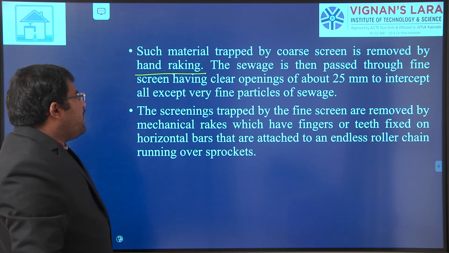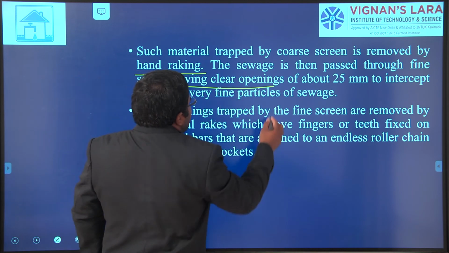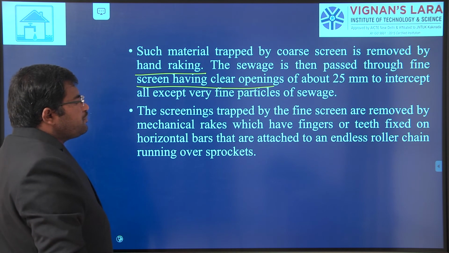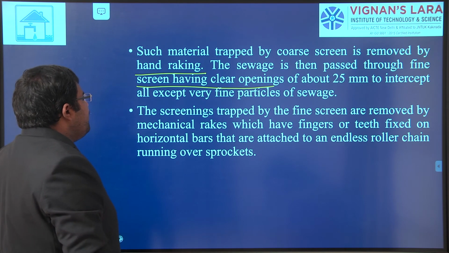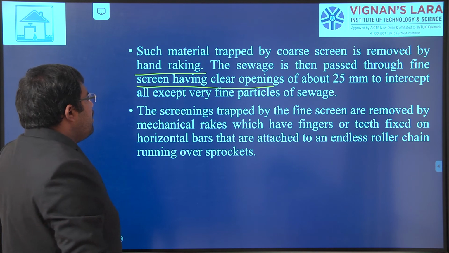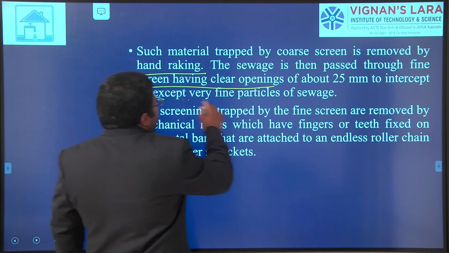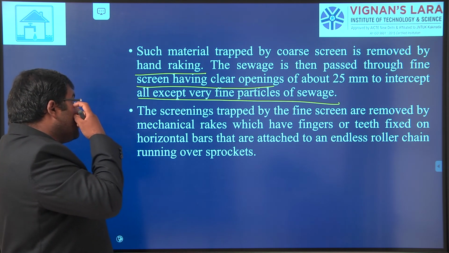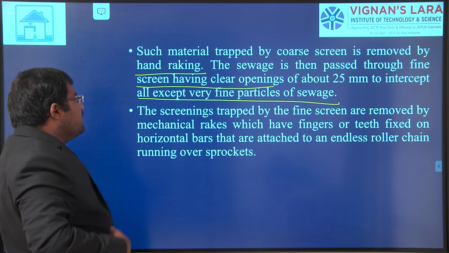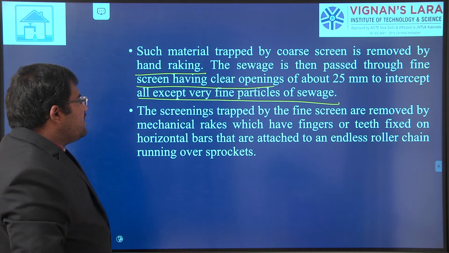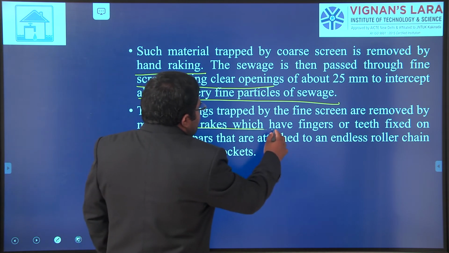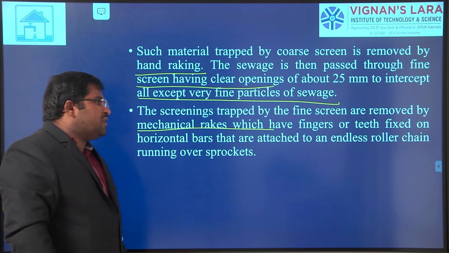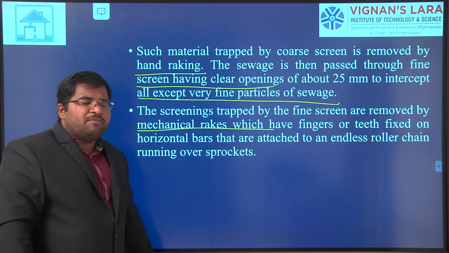The sewage is then passed through the fine screen, right? After the coarse screen, you are going to send it to the fine screen, where 25 mm will be the size. All the very fine particles will be removed. Next, the screenings trapped by the fine screen are removed by mechanical rakes which have fingers or teeth fixed on horizontal bars that are attached to the endless roller chain running over the sprockets, right?